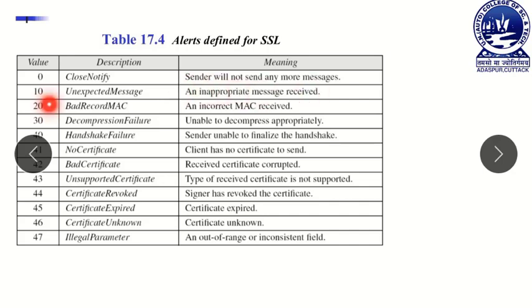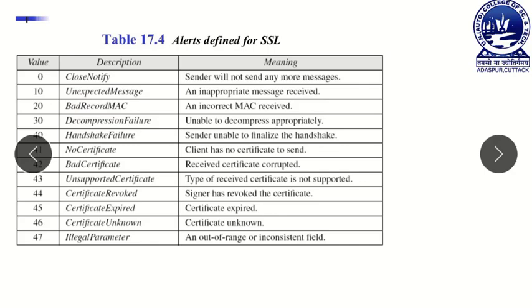The next one is 20, which is the bad record MAC. That means an incorrect MAC is received, and at that time the alert protocol displays this message. Then next, 30.